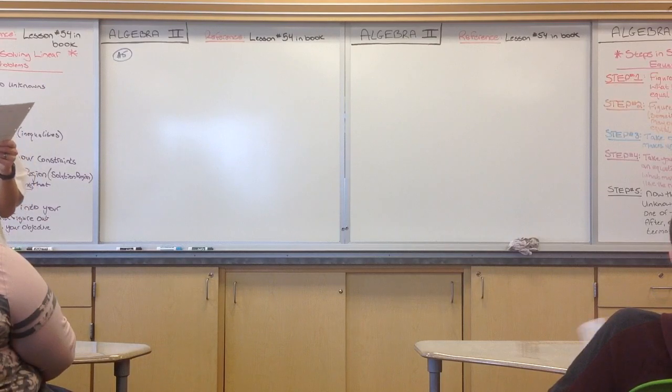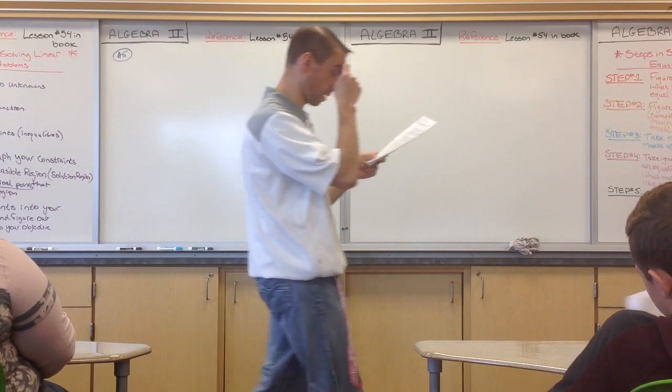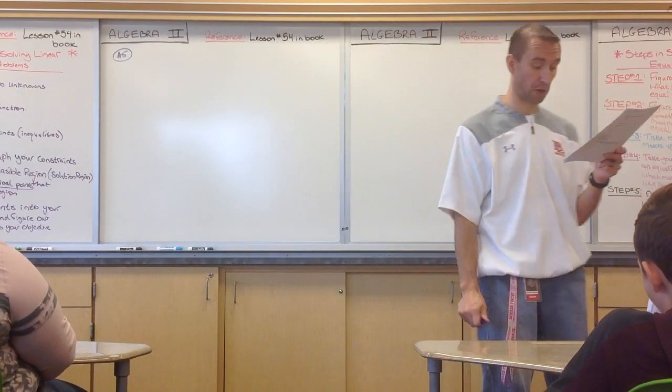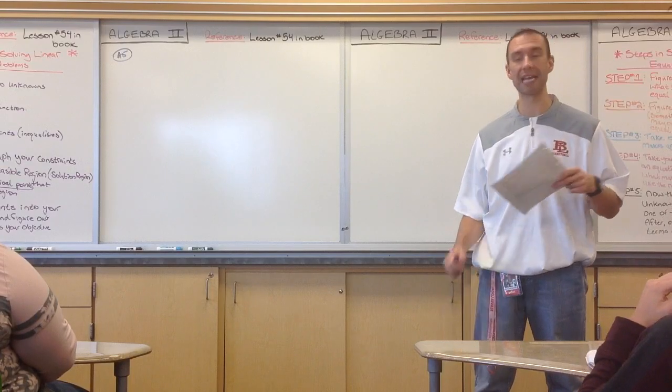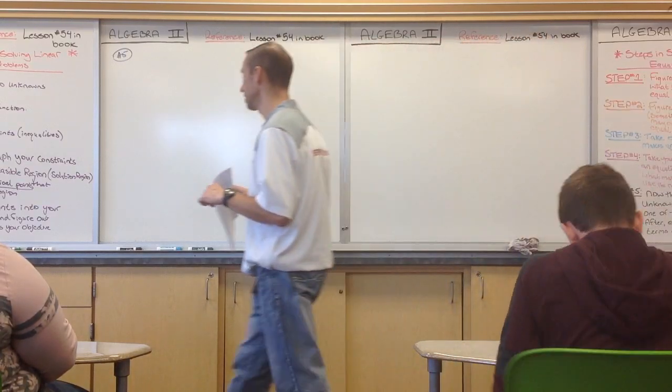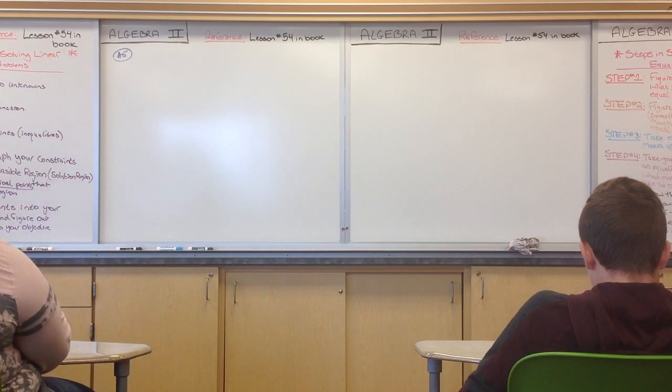Food X contains 8 grams of fat, 12 grams of carbohydrates, and 2 grams of protein, and costs 20 cents per ounce. Food Y contains 12 grams of fat, 12 grams of carbohydrates, and 1 gram of protein per ounce, and costs 30 cents per ounce. What is the optimal blend? How do we go about doing this? How do we start this?